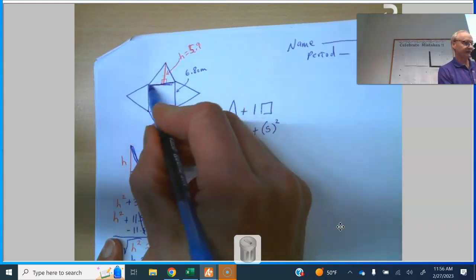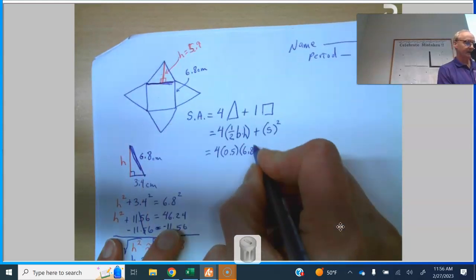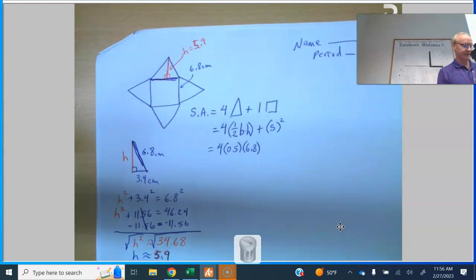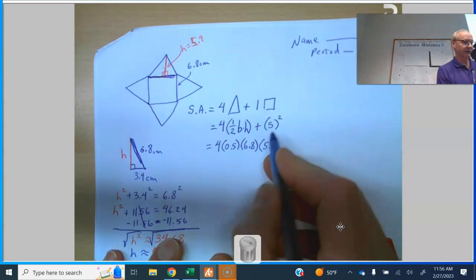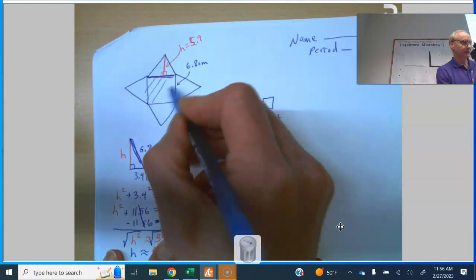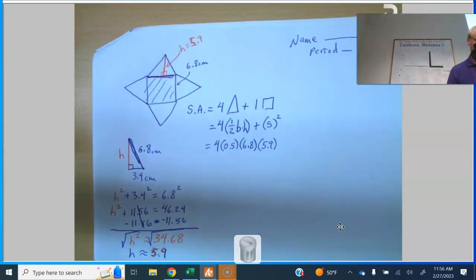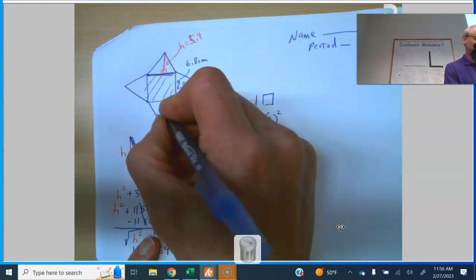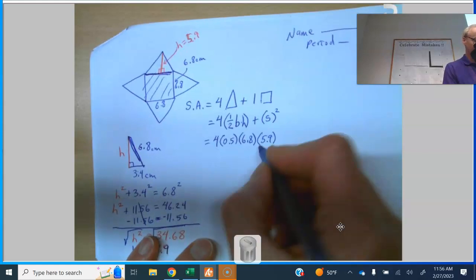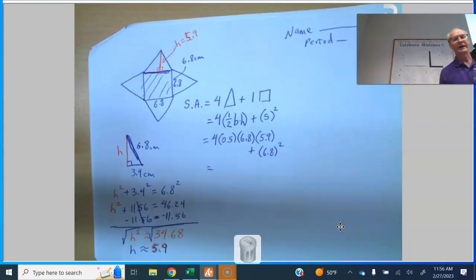The base of this, how long is it? 6.8. And the height? That's the 5.9, yeah. And I also have to add this, which is the square in the middle. So I need to add the square. What's the square? Well, it's 6.8 times 6.8, isn't it? So add that all up and you'll get your total surface area.